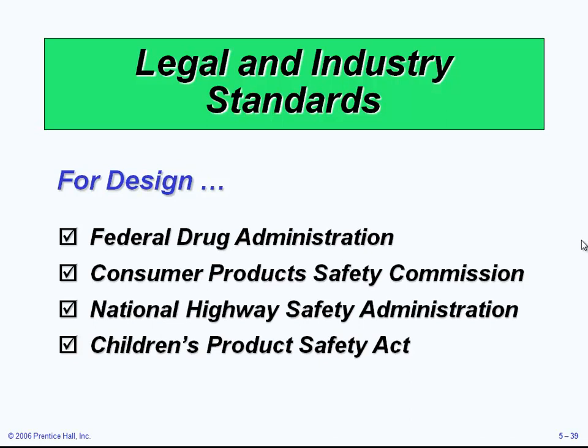Like we said, we need to look at the standards and the regulations. So we need to look at our designs and see if the Federal Drug Administration has anything to do with that, look at their standards, what kind of rules they have, and follow their standards. Also, we need to look at the Consumer Products Safety Commission, the National Highway Safety Administration, the Children Product Safety Act. Whatever relates to our product, we should look at those organizations, those standards, and follow them.